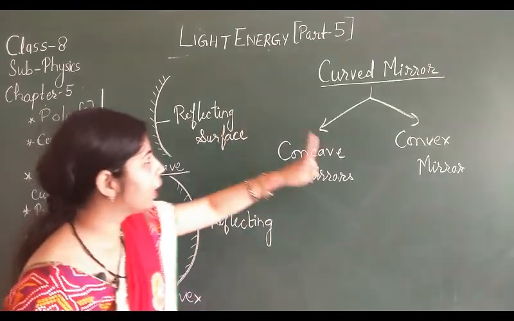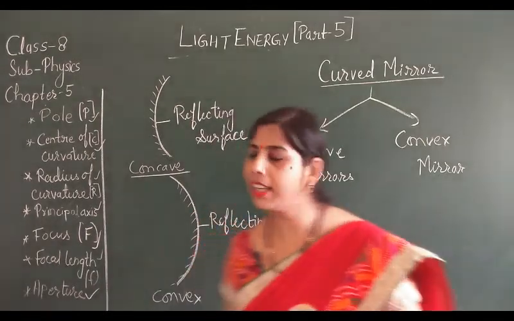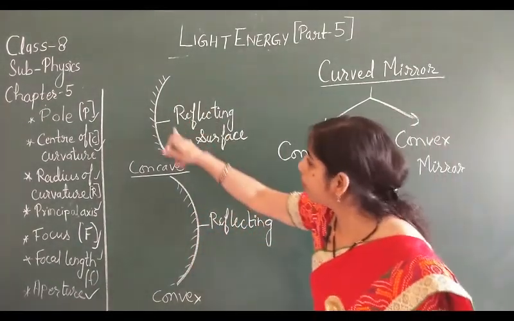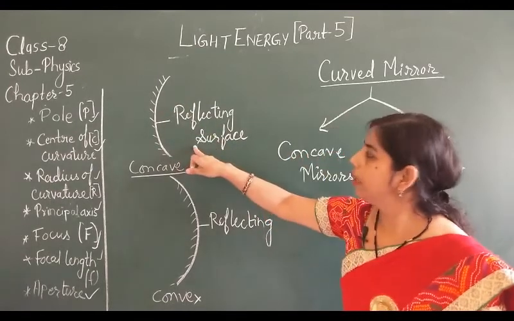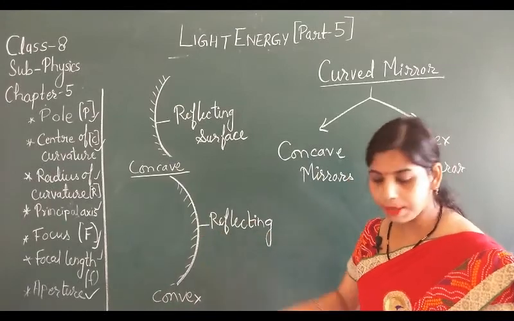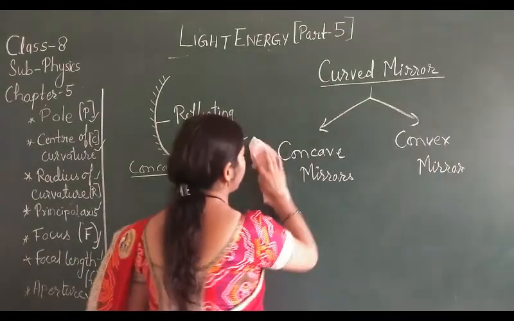That means curved mirrors are categorized into two categories. First is concave, second is convex. If the cave side is reflecting, that is known as concave. If the bulging side is reflecting, that is known as a convex mirror.